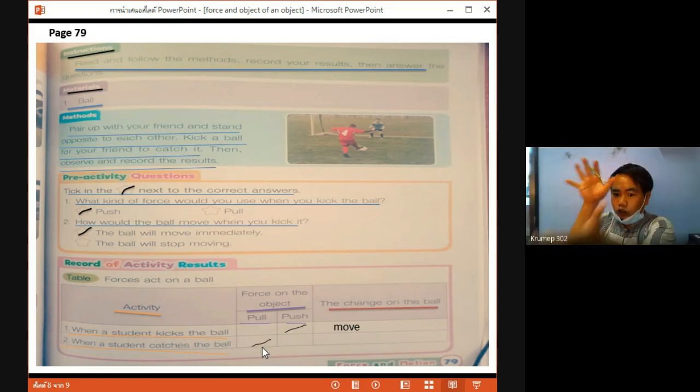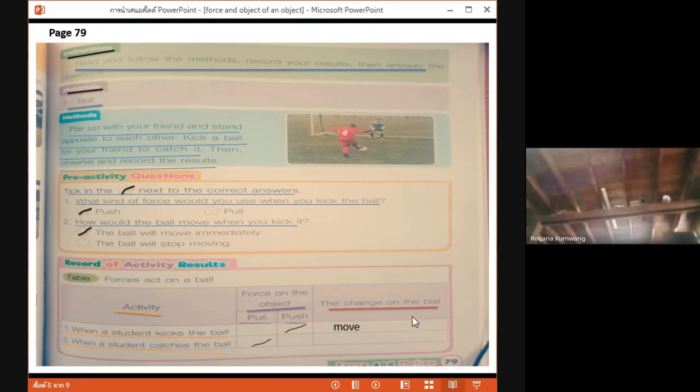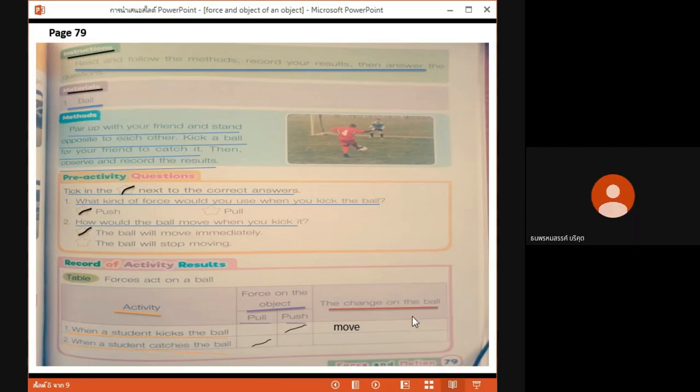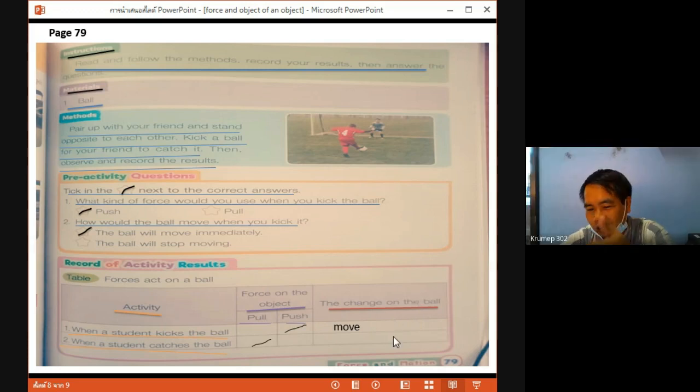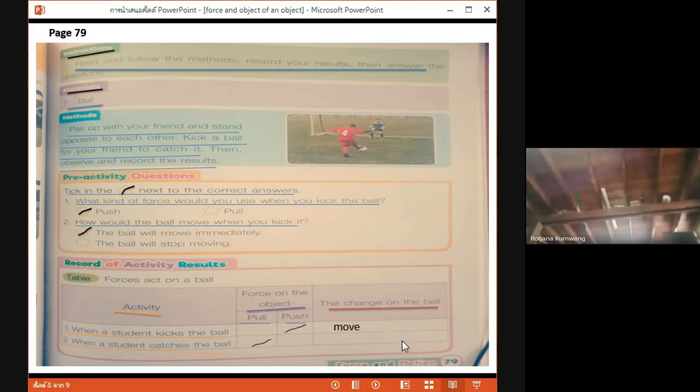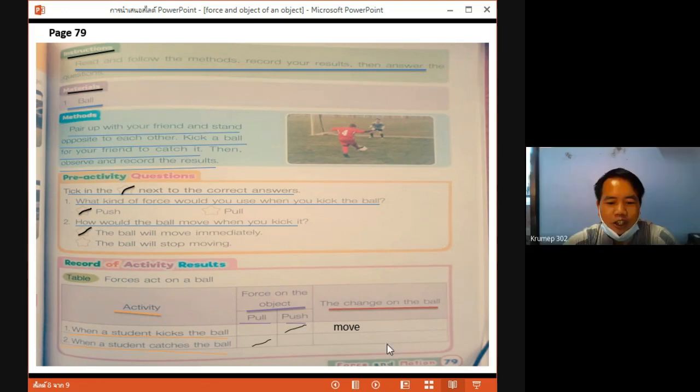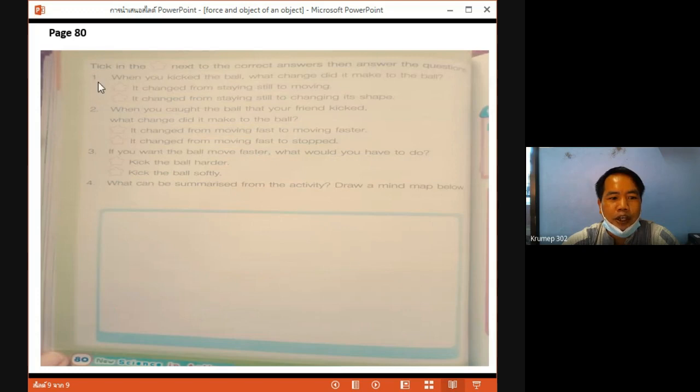If you catch the ball, you will force it to stop the ball. So you use a small pull. And what is the change on the ball? Stop moving. Okay, very good. Who is that? Namon. It will stop moving. Very good. Kindly copy this one and try to answer it.